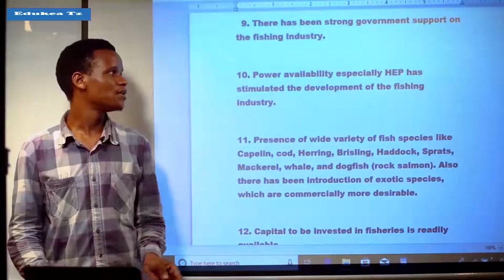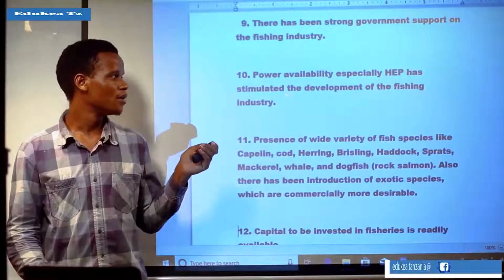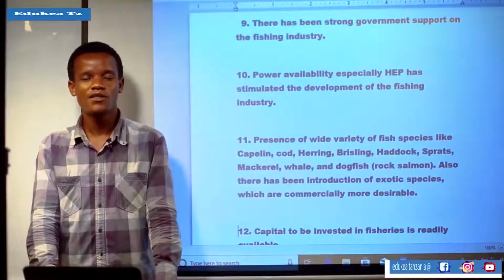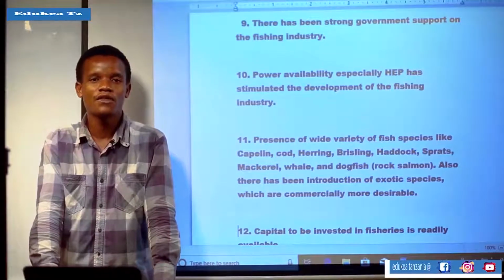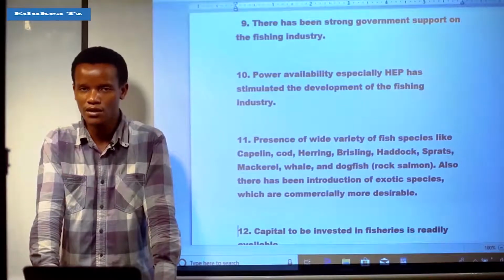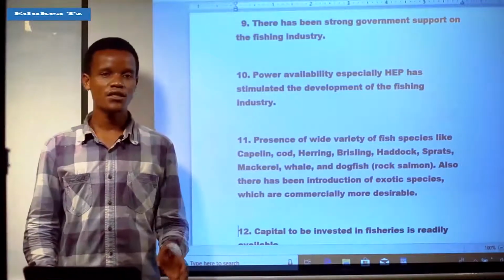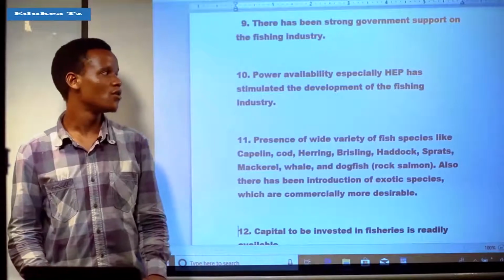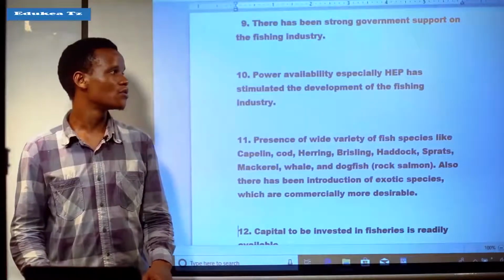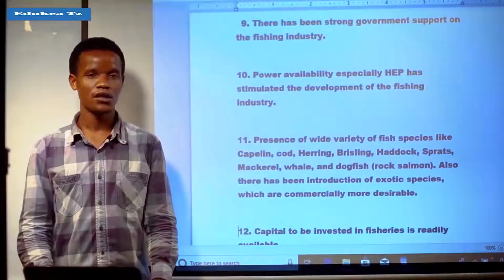Another factor is power availability, especially hydroelectric power, which has stimulated the development of the fishing industry. Due to the different mechanisms and advanced facilities, some of the facilities used in fishing activities use electricity. And as we know, Norway has developed its hydroelectric power generation sector. So the availability of hydroelectric power in Norway contributed much to the development of the fishing industry.